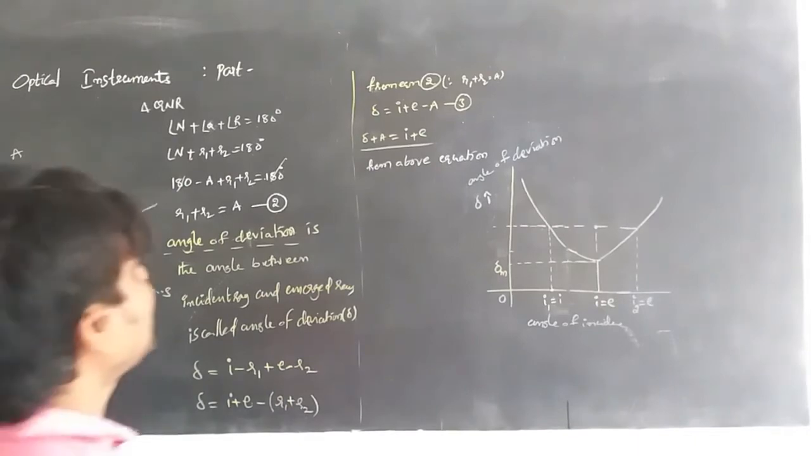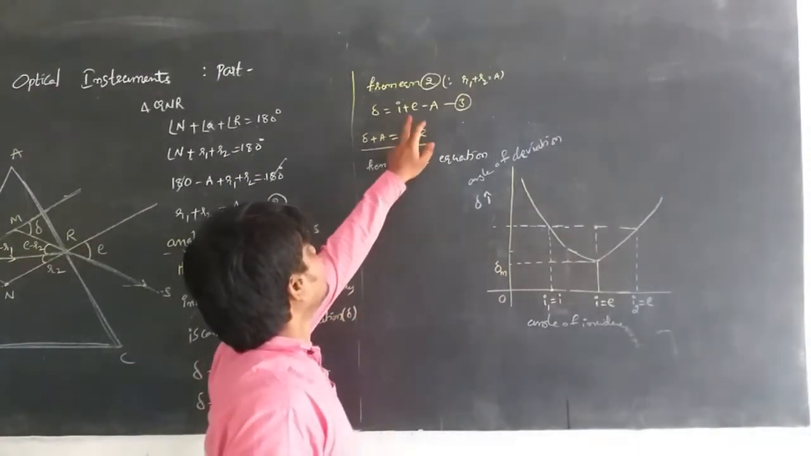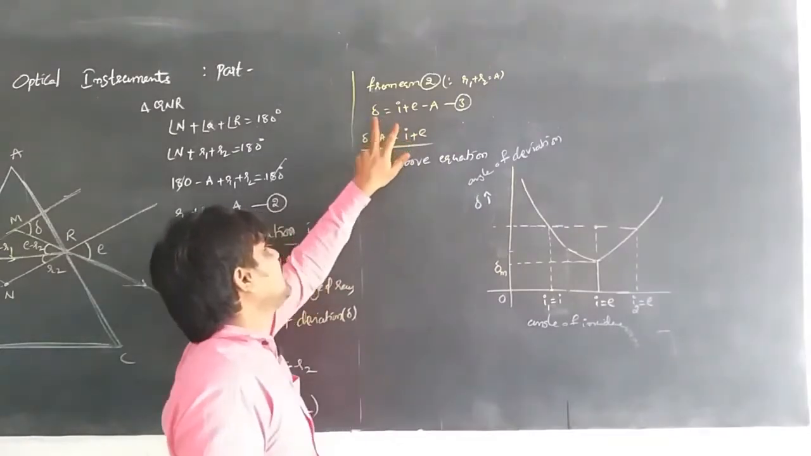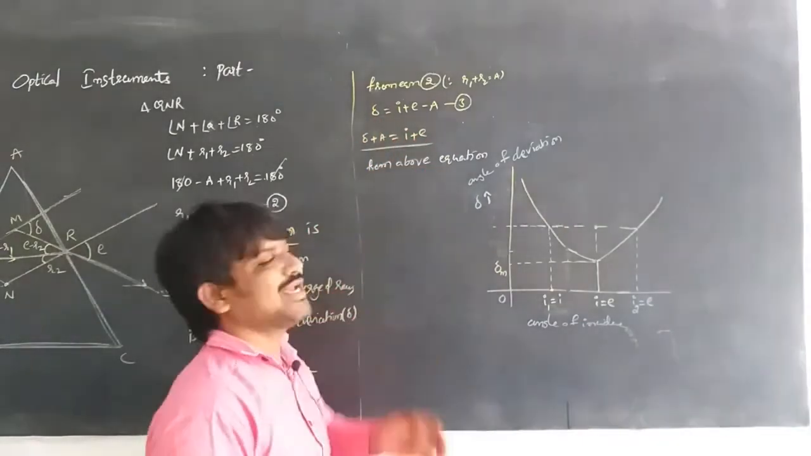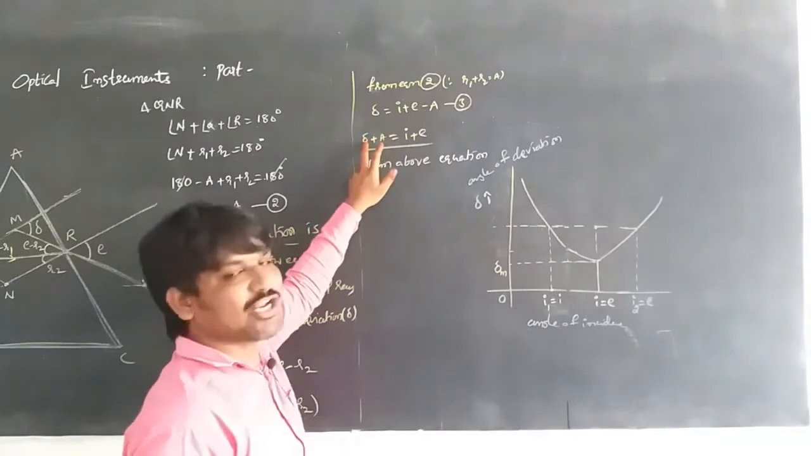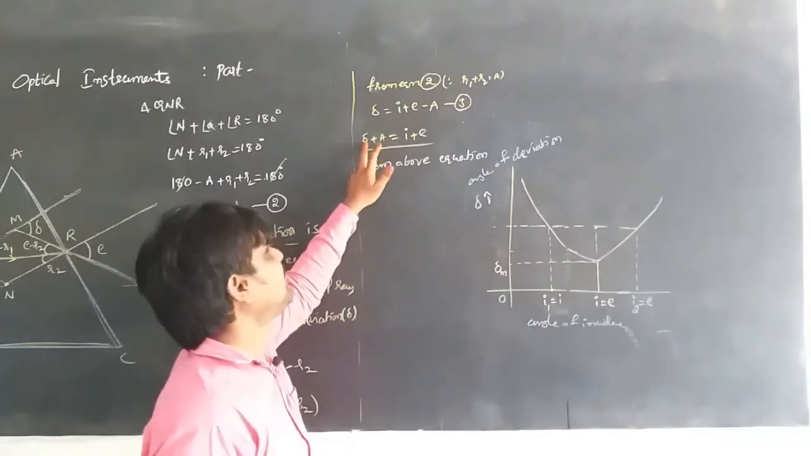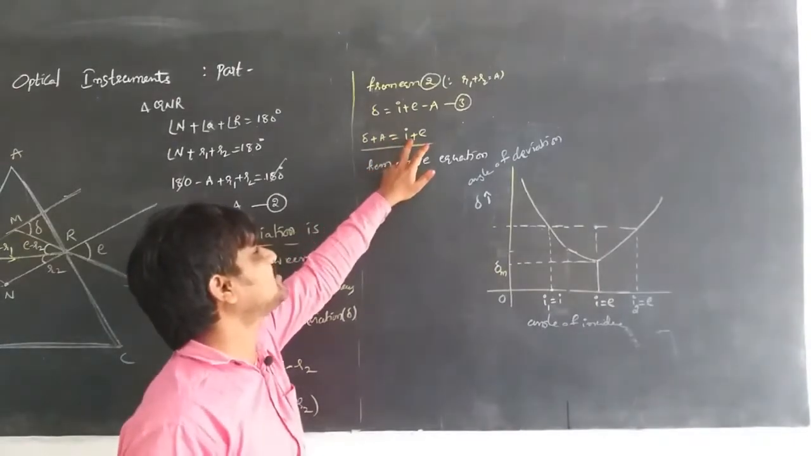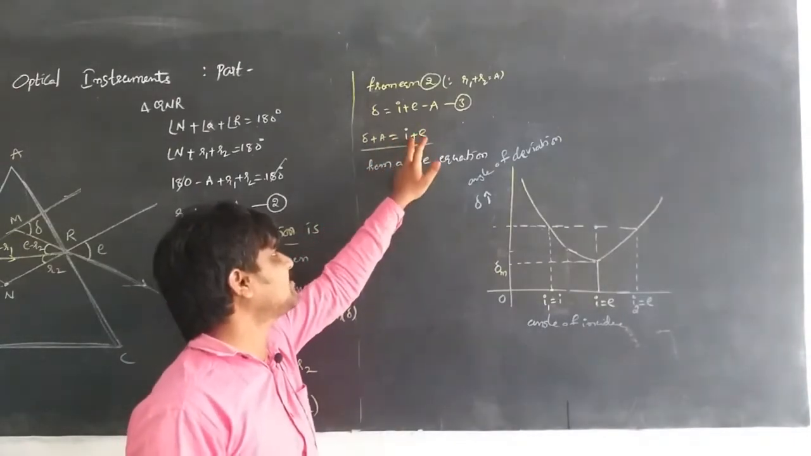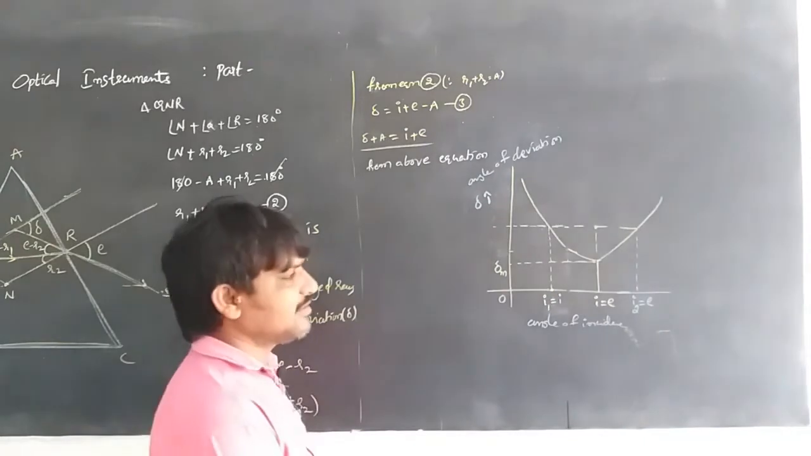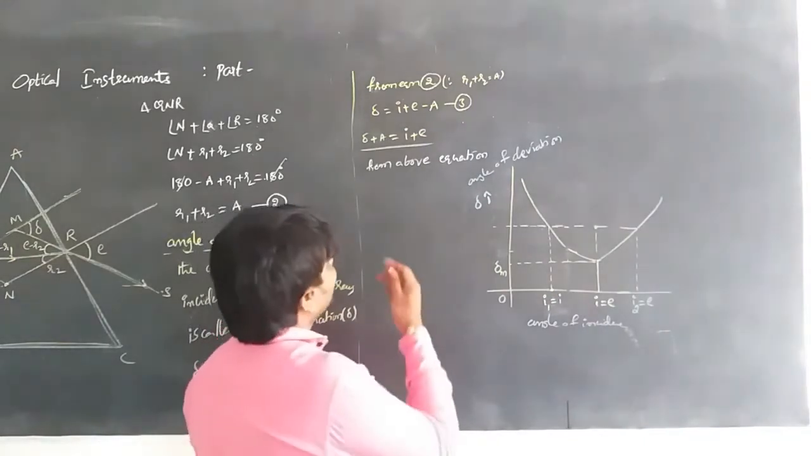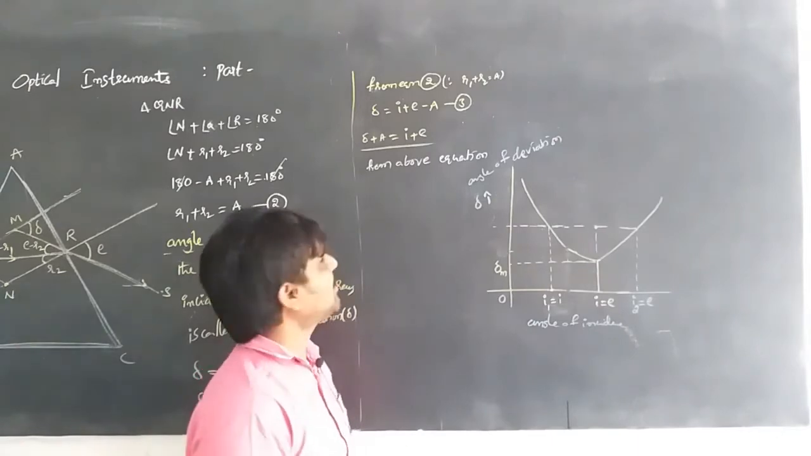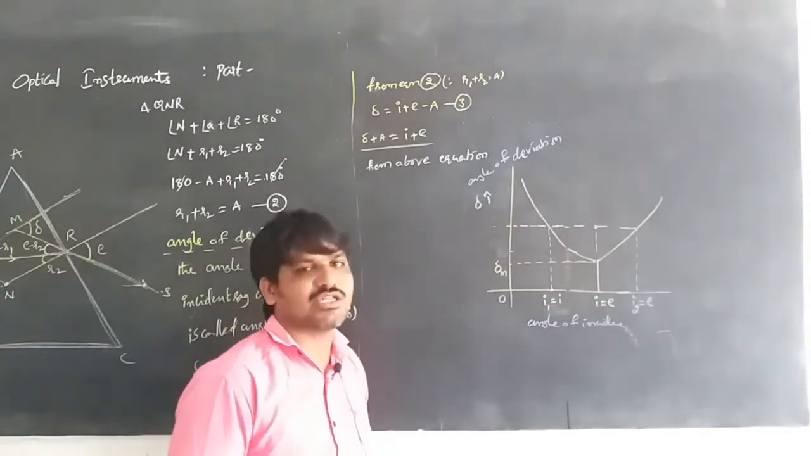From equation number 3, taking minus A to this side, delta plus A is equal to I plus E. That means the sum of the angle of deviation and angle of prism is equal to the sum of the angle of incidence and emerged ray. From the above equation, when the angle of incidence increases, the angle of deviation also increases.